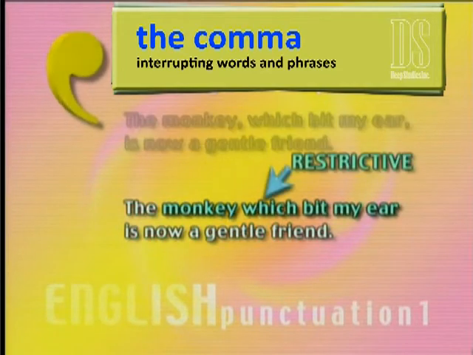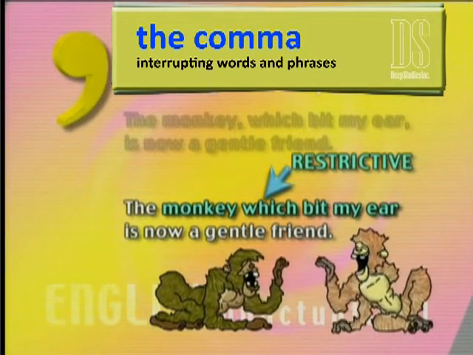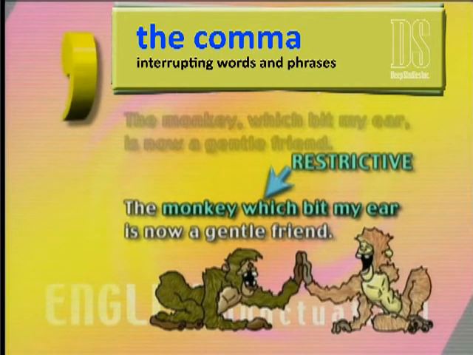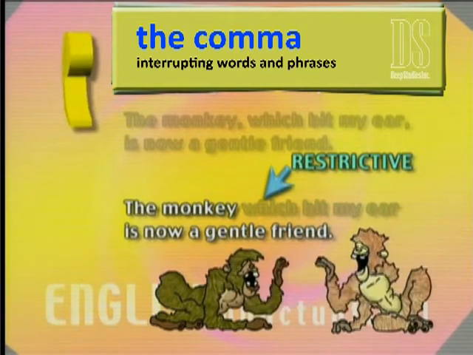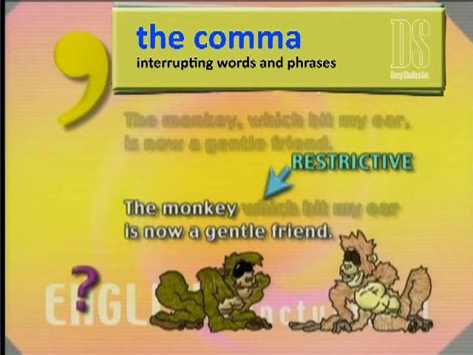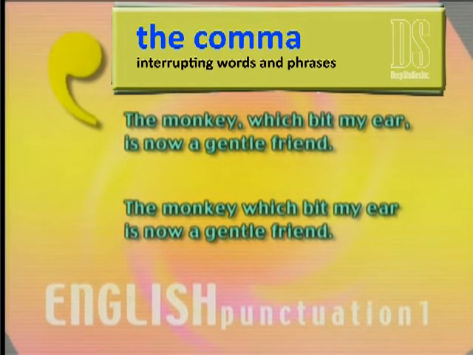But in the second one, the clause is restrictive. Since now there's more than one monkey, it's telling us which one is now a gentle friend, the one that bit us. If we try to remove it from the sentence now, we don't know which monkey we're talking about. See how the two sentences are saying different things? Behold the power of the comma.